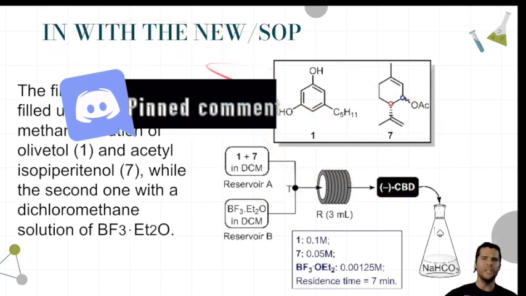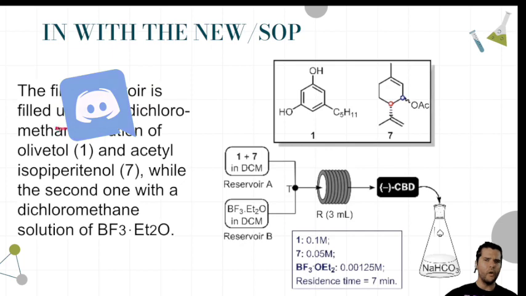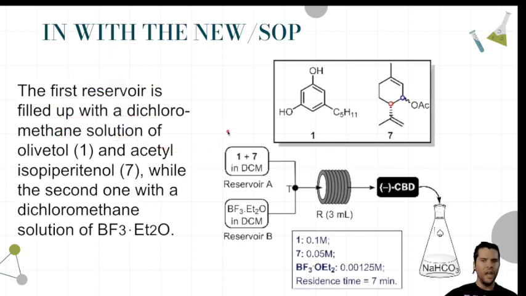So in with the new SOP. The first reservoir is filled up with a dichloromethane solution of olivetol and acetyl isopiperitenol. I'm not going to say that right. So number one, this is your first reservoir. The second one is a dichloromethane solution of BF3·Et2O, boron trifluoride etherate. Whatever. I'm not great at that pronunciation, especially on like 7 cups of coffee.